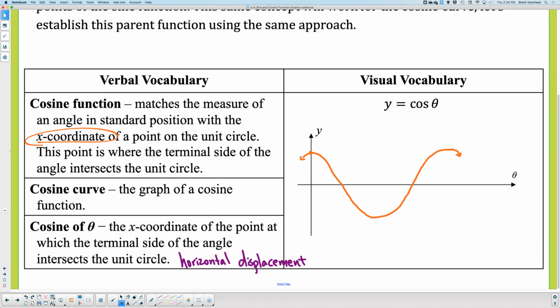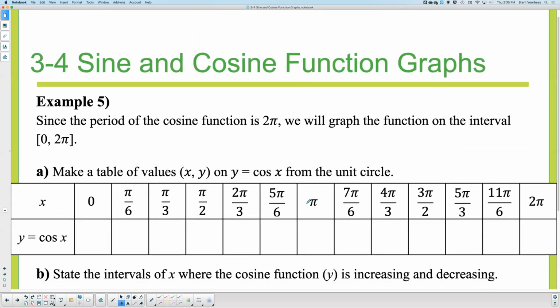Where did sine hit the y-axis? Origin. 0. Cosine hits at its maximum peak. Okay, so here we go.